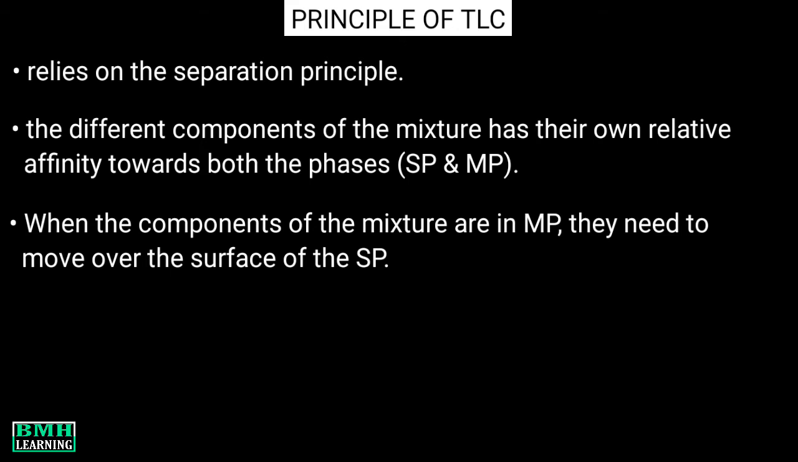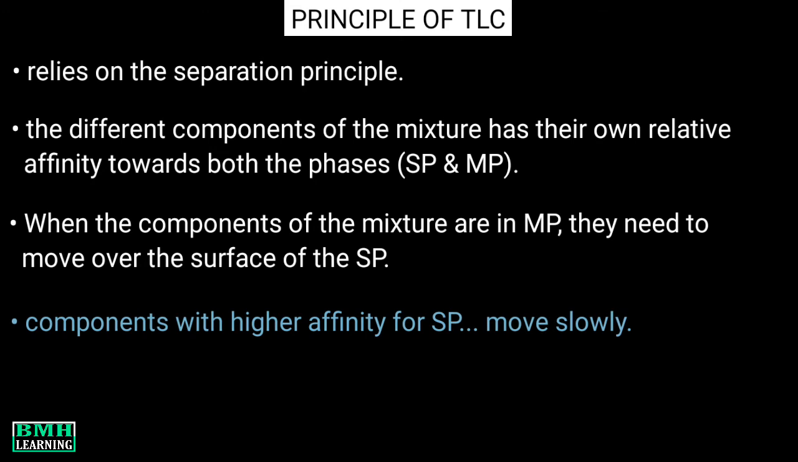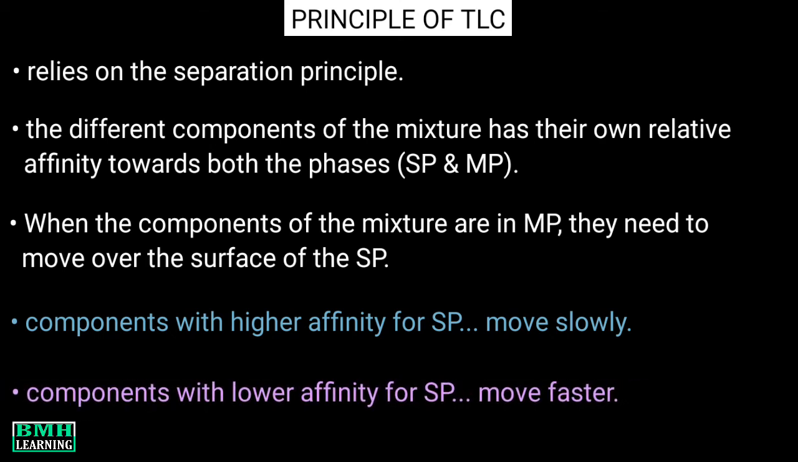When the components of the mixture are in the mobile phase, they actually need to move over the surface of the stationary phase. So, the movement occurs in such a manner that the components having a higher affinity with respect to the stationary phase move slowly. On the other hand, the rest of the compounds that have lower affinity to the stationary phase will travel fast. So this is how the separation of different compounds is achieved. Once the separation process is completed, the individual compounds from the mixture are seen as spots.